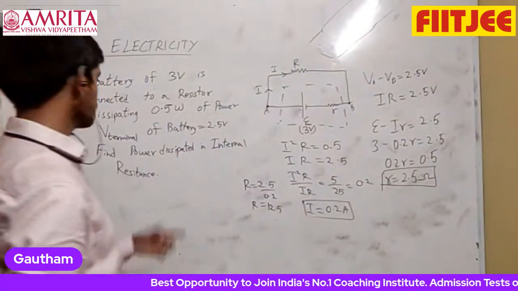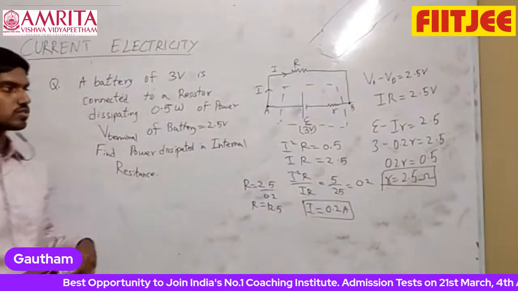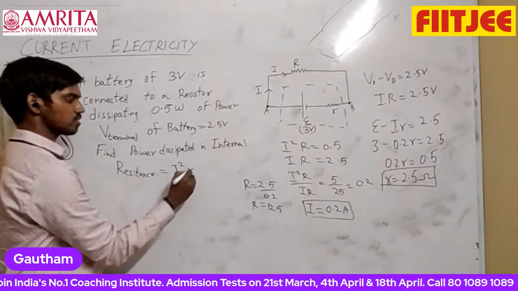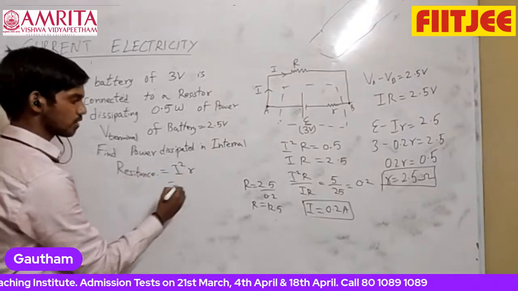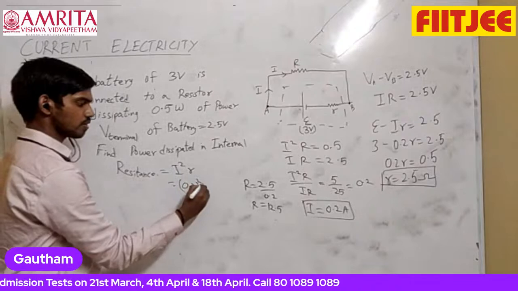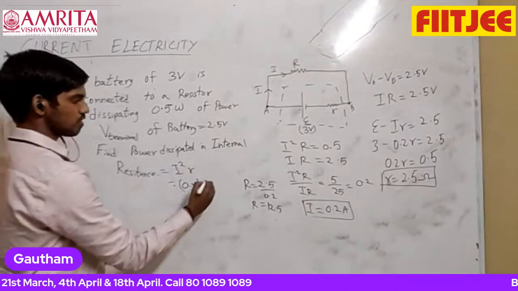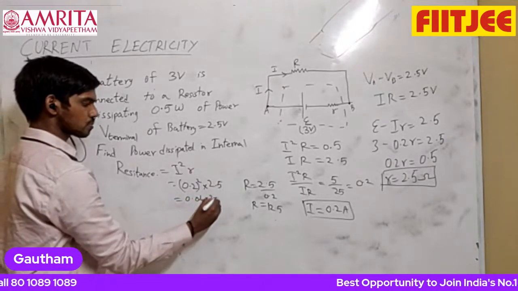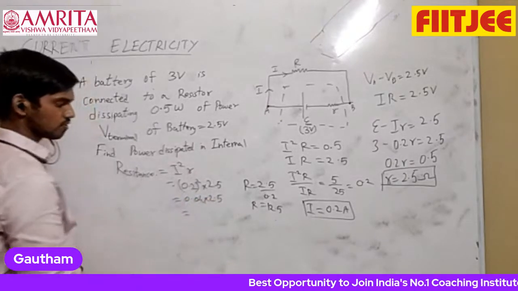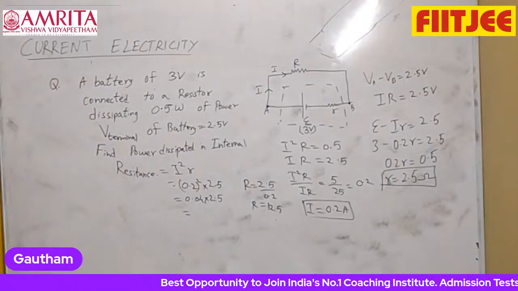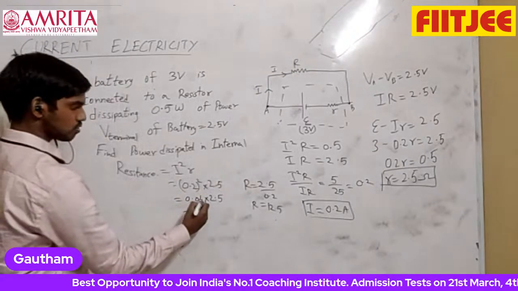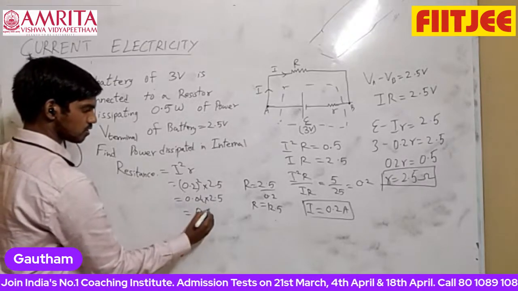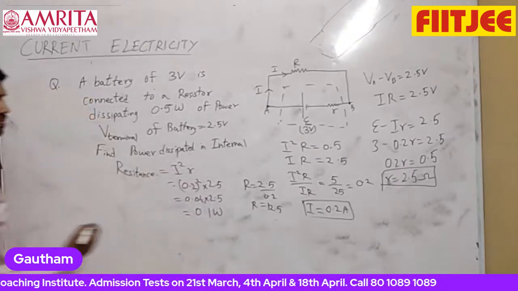So they are asking what is the power dissipated in the internal resistance. Power dissipated in the internal resistance will be equal to I square into internal resistance. What is the current? 0.2 whole square. What is the internal resistance? 2.5. So 2.5 into 0.04, which means 25 into 4 is 100, and then 1, 2, 3 decimal points: 0.1 watts.